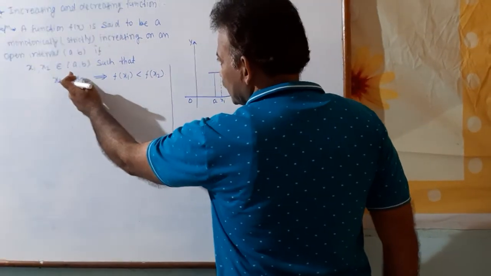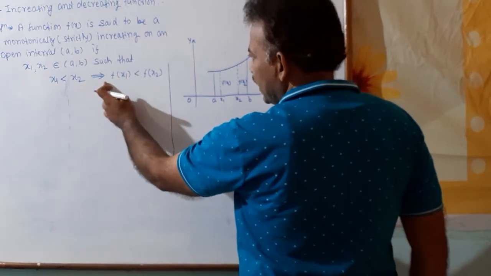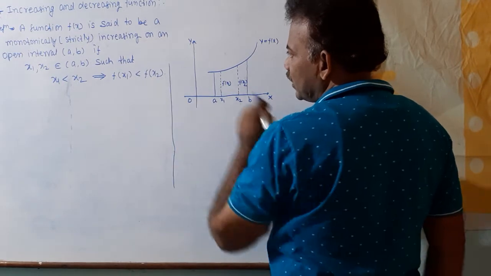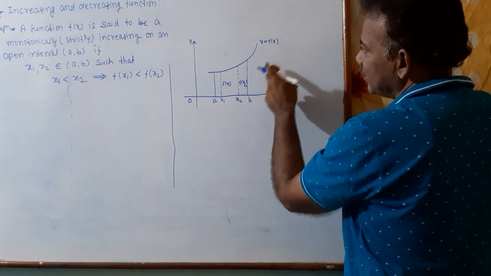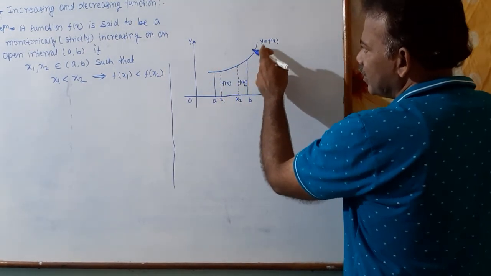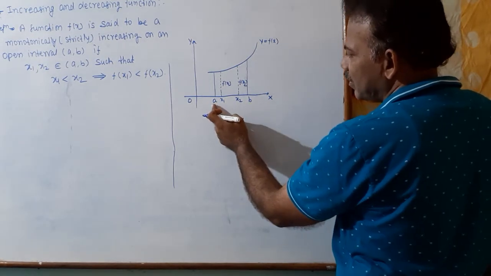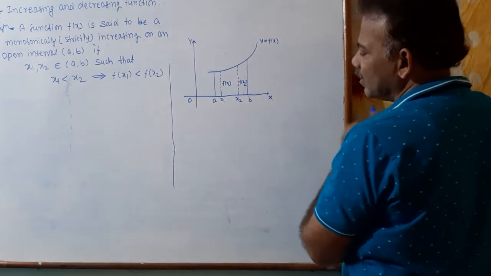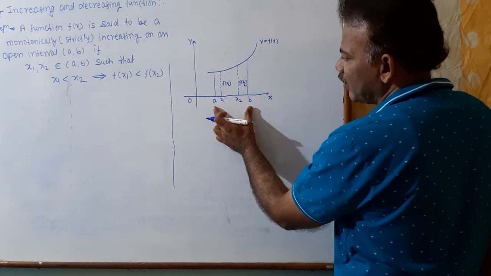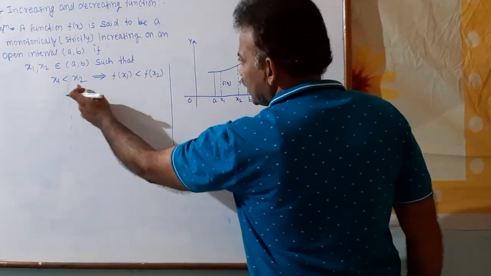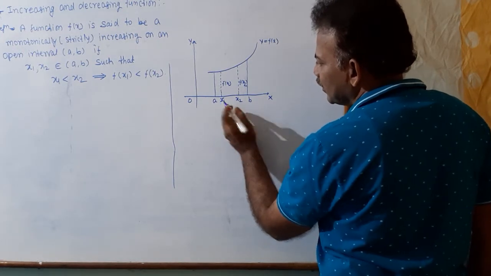x1 comma x2 belongs to open interval a comma b such that x1 less than x2 implies f of x1 less than f of x2. See this figure, clearly the graph of the function y equal to f of x. See this graph clearly increasing here. We have taken open interval a comma b. We have taken points x equal to a, x equal to b on the x-axis. We have taken 2 points x1 and x2 in this open interval a comma b. On the x-axis always x1 is less than x2.